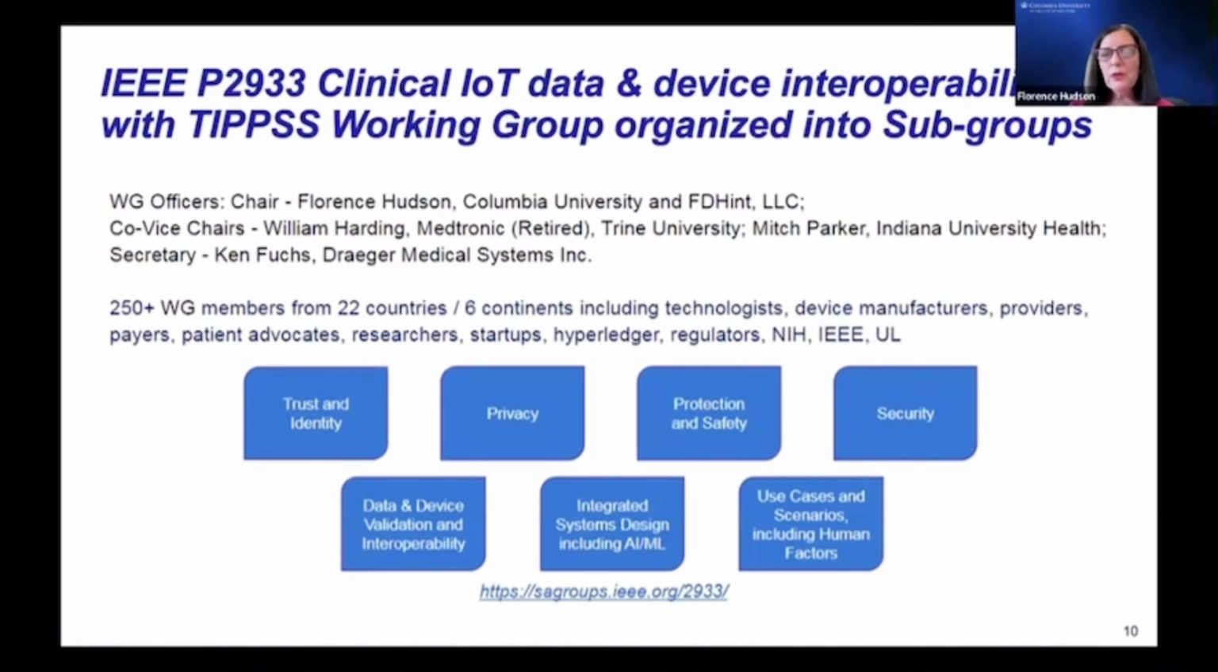We decided not to put artificial intelligence, machine learning into the base standard because there's so much going on with that right now. There are actually over 50 IEEE working groups working on AI standards right now. We're like, let's see how this plays out, and then we can refer to them. And then use cases and scenarios, including human factors.